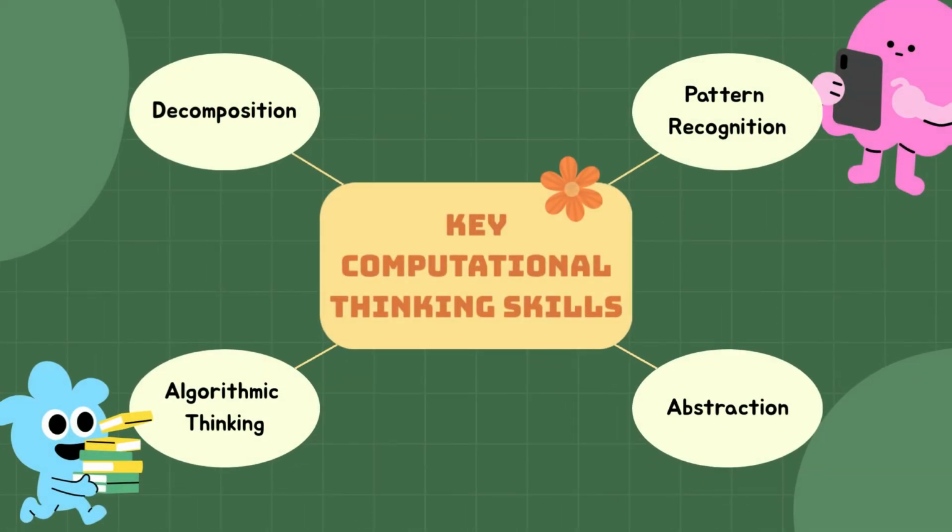So, there are four core computational thinking skills. First, we have decomposition, which is breaking down the problems. Next one, we have pattern recognition. We find the similarities. The third one, we have algorithmic thinking. We create step-by-step solutions. And the last one is abstraction. We focus on what's important and ignore the irrelevant information.